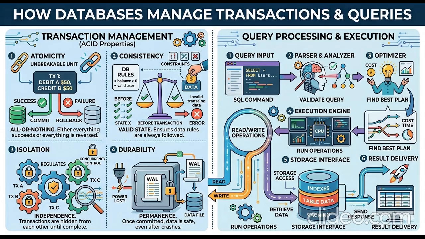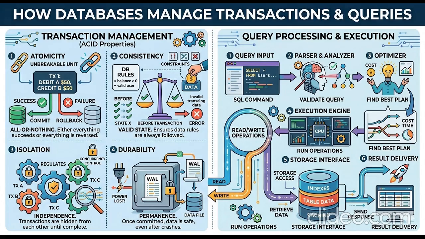Makes sense. Alternatively, the optimizer might choose a hash join. This involves taking the smaller table and running it through a mathematical hash function to build a temporary, highly organized table in the active memory. Okay, so it preps it in the RAM. Right. Then it scans the larger table, hashing its values to instantly find matching buckets in the memory. It's incredibly fast, provided you have enough RAM to hold the temporary hash table. So memory size is a huge constraint there.